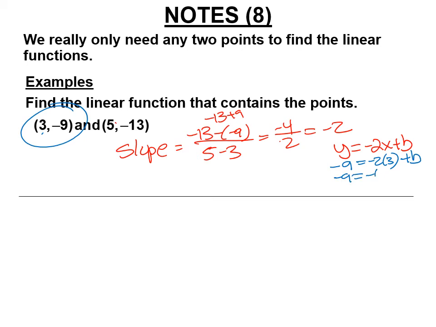Negative 9 equals negative 6 plus b. Add 6 to both sides, and you get negative 3 equals b. So the y-intercept is 0, negative 3. So the linear function was y equals negative 2x minus 3.